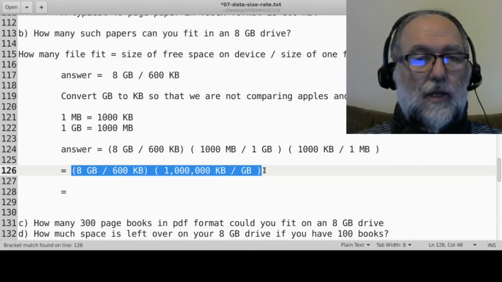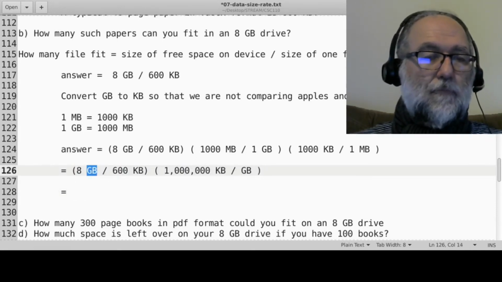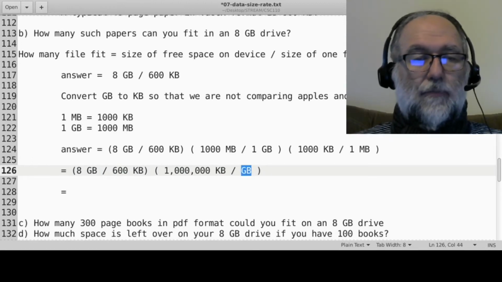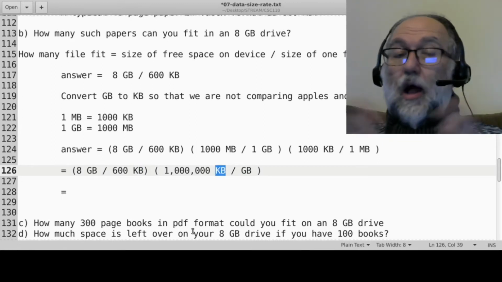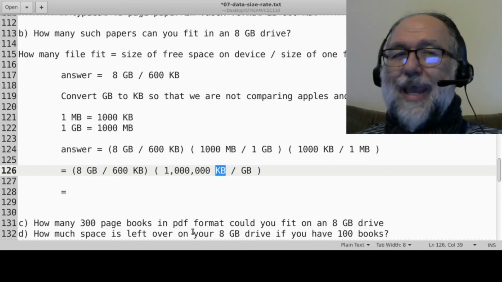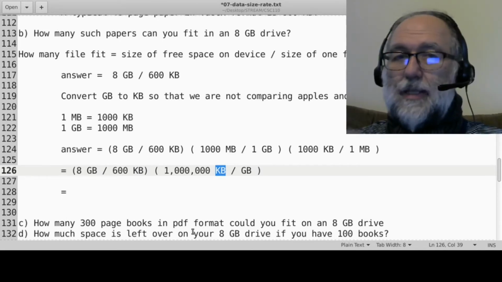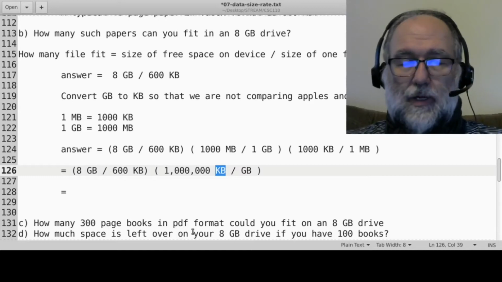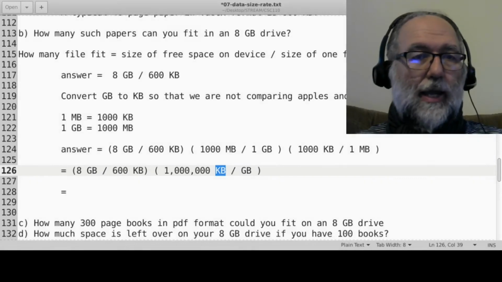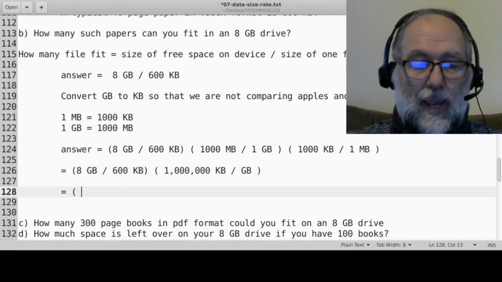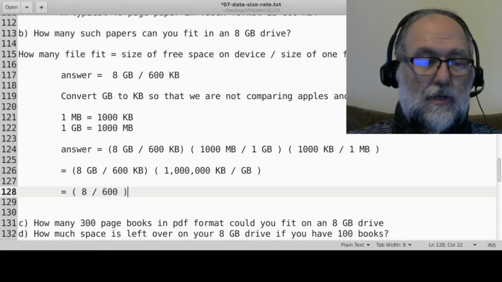Now that we multiply this whole thing out, magic is going to happen. See that gigabyte there in the numerator? It cancels that gigabyte in the denominator. And that kilobyte in the denominator cancels that kilobyte in the numerator. And all the units cancel out, which is what you expect, because the answer is a number. It's not an information size. It's just a number, like how many files will actually fit on there. That one cancels that one, and that one cancels that one. And so now we get just the numbers here: 8 divided by 600 multiplied by 1 million.